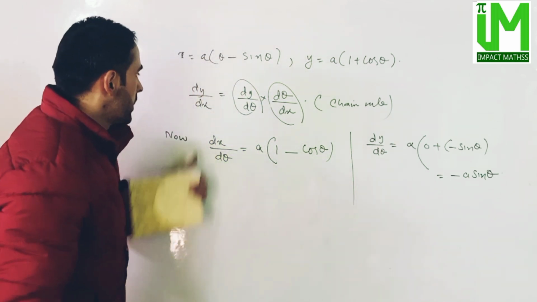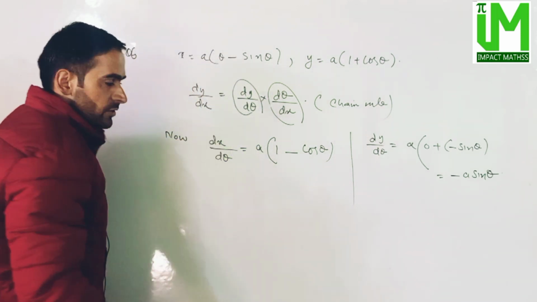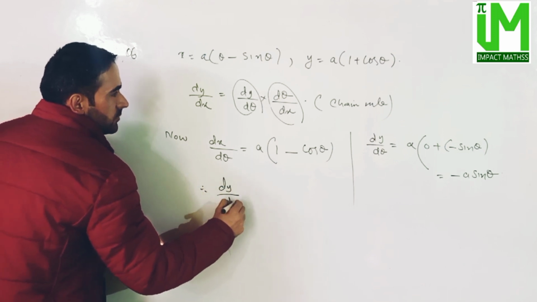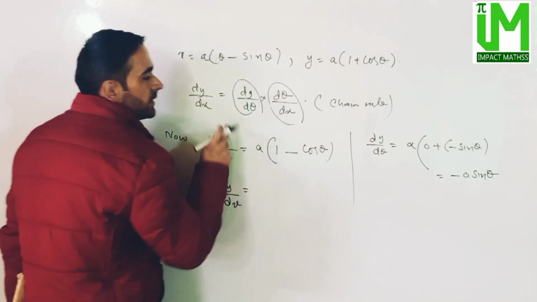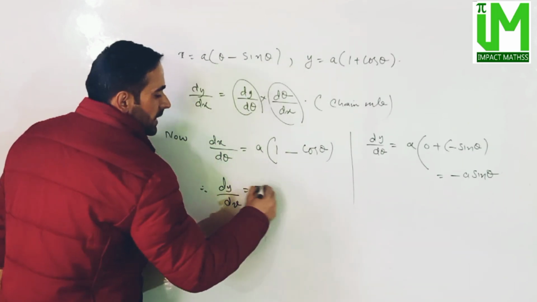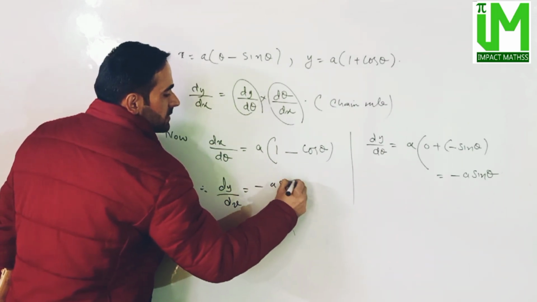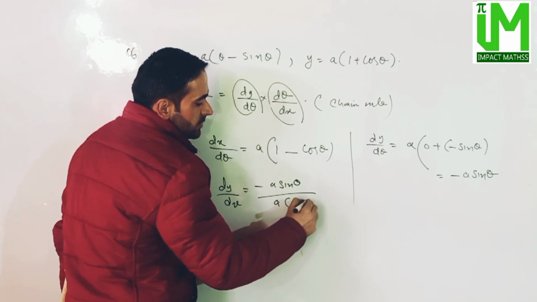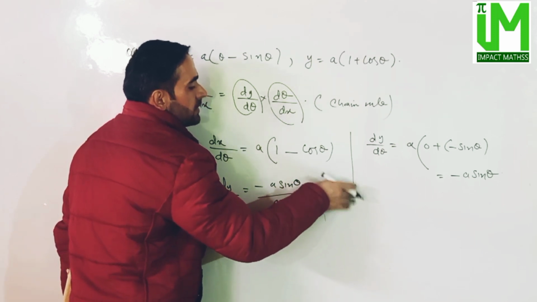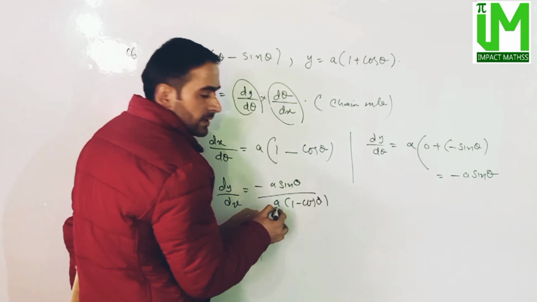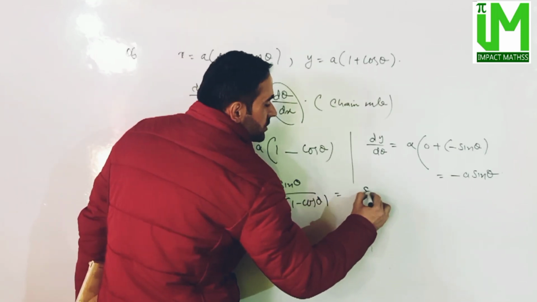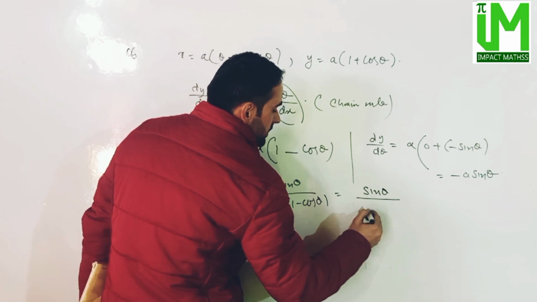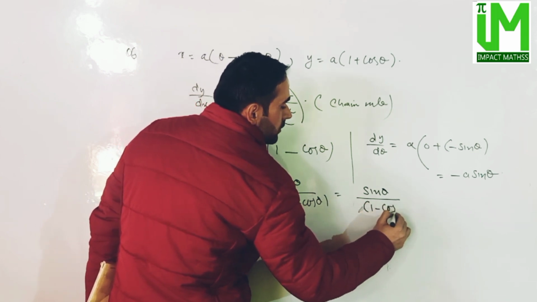Now we have to find dy divided by dx, so therefore we have dy divided by dx equal to, so it will be dy divided by d theta, which is this thing, minus a sin theta divided by a into 1 minus cos theta, so a and a will cancel out, so we'll be left with minus sin theta divided by 1 minus cos theta, ठीक है?